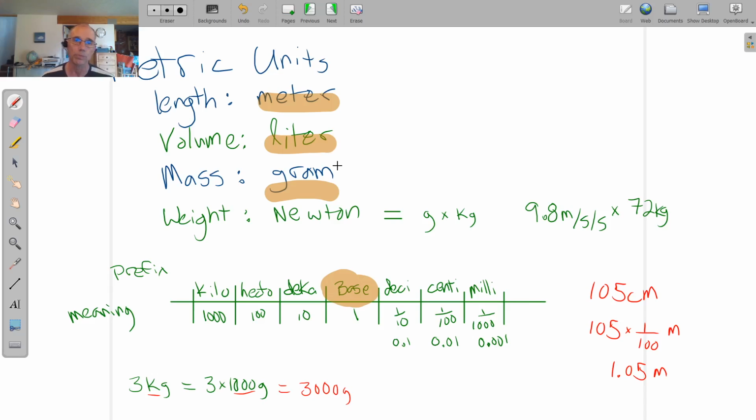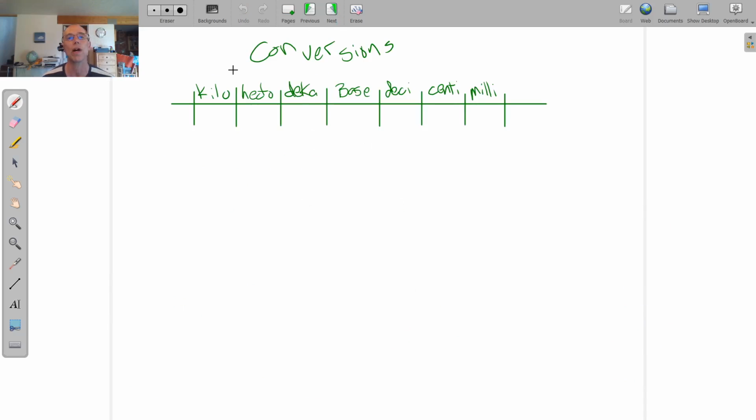Another nice way to look at this table is in terms of how you can use it to make a conversion. So let's suppose we set the base unit to be meters, for example. So I make my base a meter. The table, in this case, I'm going from the largest to smallest.